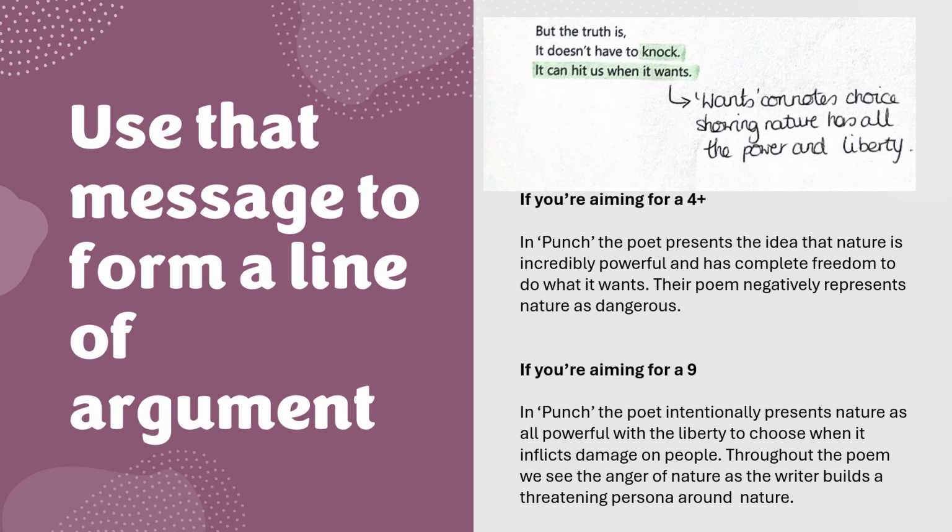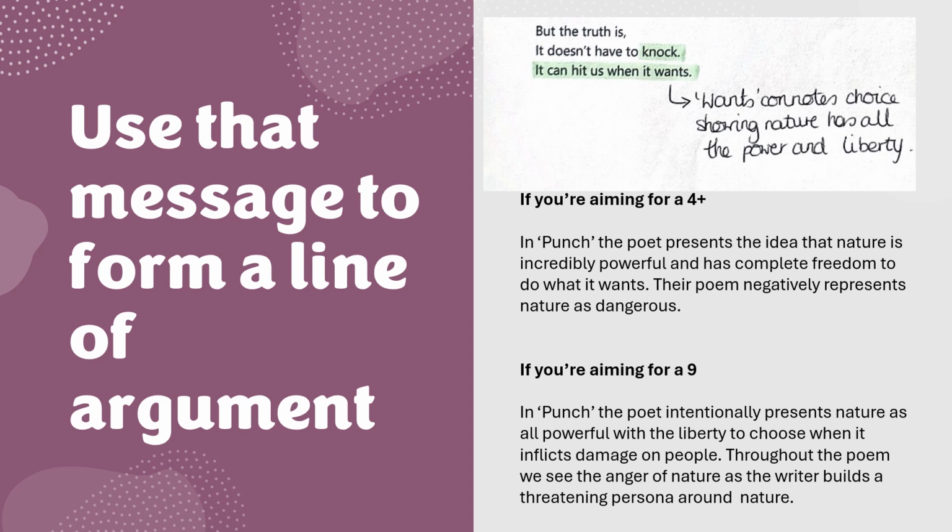So once I've figured out what the message is from the poet, I'm going to use that to form a line of argument. Now, your line of argument is an introduction that you are going to keep linking back to again and again and again. Now, that's important because your line of argument, your introduction, should really lay out the writer's message because that's where you're going to get most of your marks. So the majority of your marks are going to come from understanding what the writer was doing and the fact that they were trying to do it deliberately.